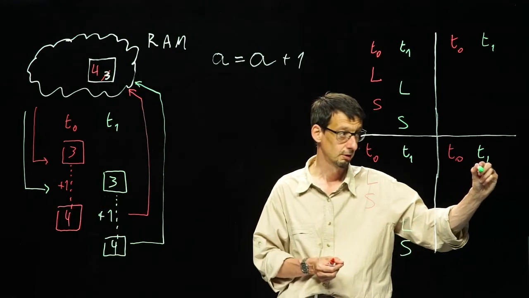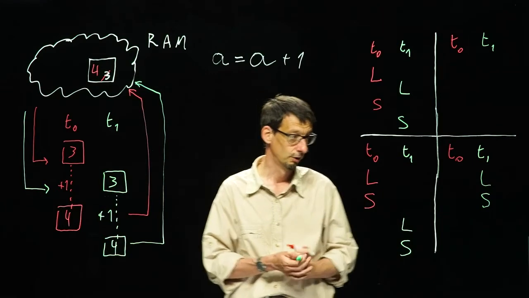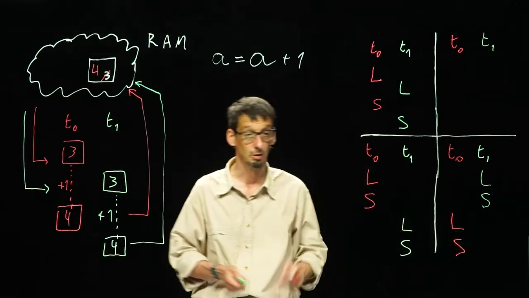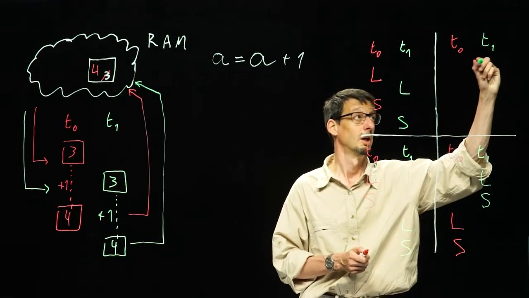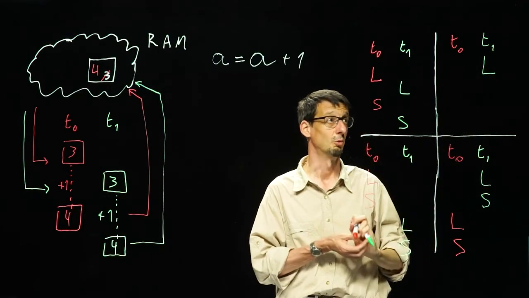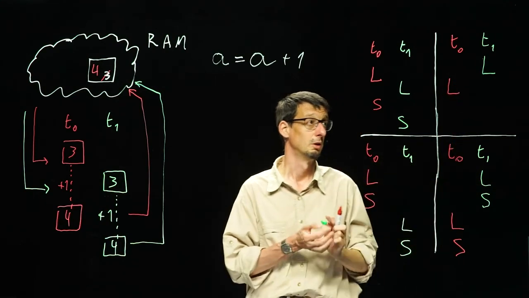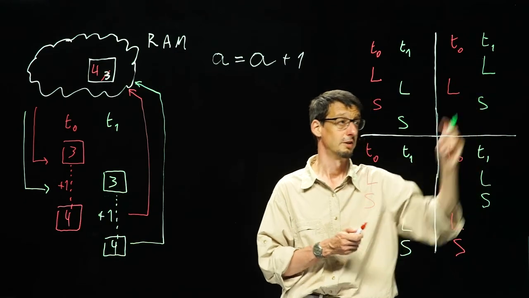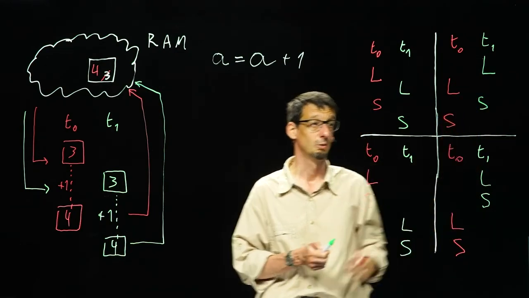We could have load by T1, store by T1, followed by load T0, store T0. Again, correct. And of course, another scenario, the fourth one. We've got a load by T1, a load by T0, a store by T1, and a store by T0.